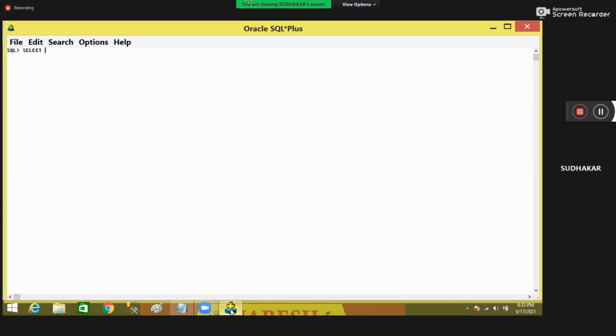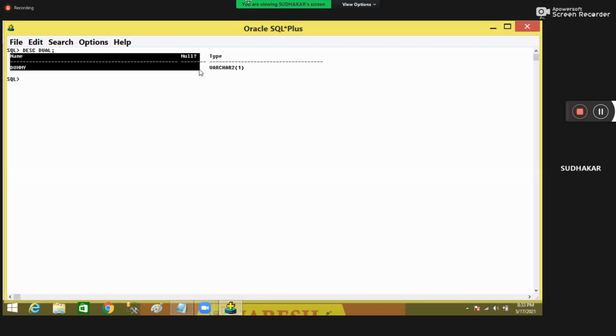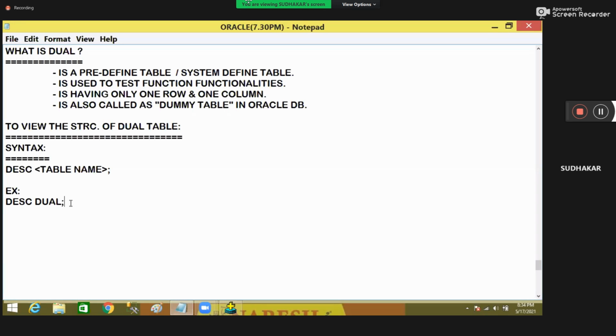Now let's execute desc dual. When I execute desc dual, you can see this is my column name, DUMMY. Only one column is there, by default nullable, and the data type is VARCHAR2(1). So this is desc dual, and we can see the structure.